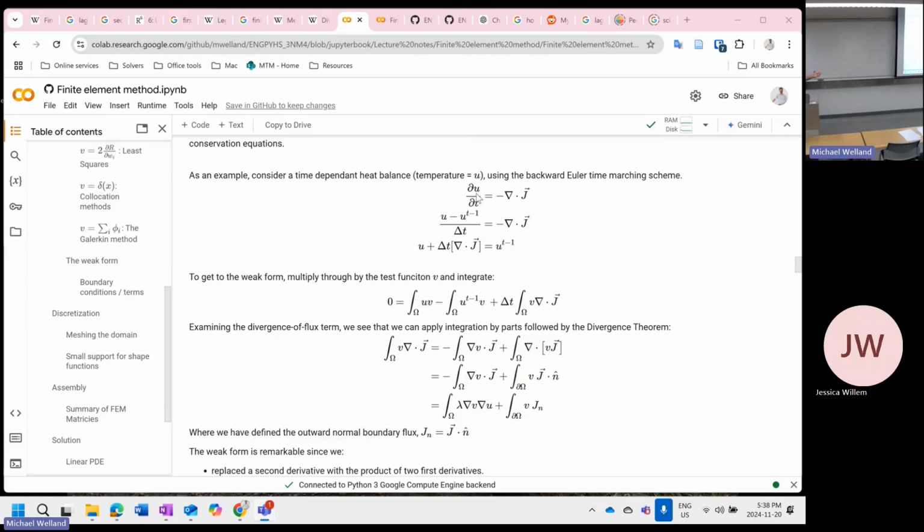You start off, this is time-dependent temperature. Your U is your temperature field, right? So change in time is negative divergence of flux, right? You do backward Euler time stepping. Right, so this is how we solve the PDEs, and now we get this nice expression here. Right, this is our current temperature. Time step divergence of flux at the current time. And that has to be consistent with the previous time.